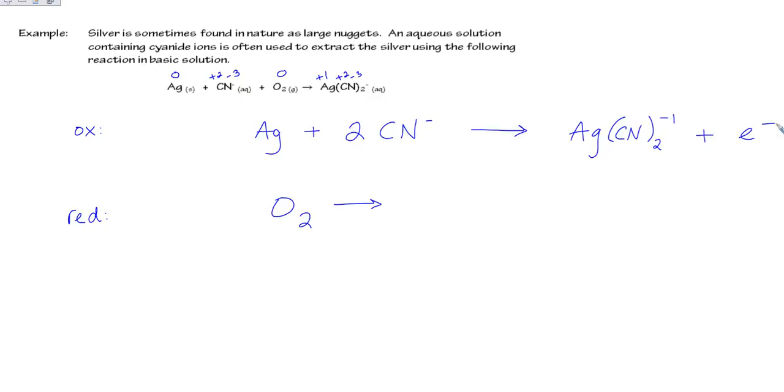Okay, so now to this goofy reduction half reaction. We've got oxygen, and to balance oxygen, we'd add water. So we'll add 2 waters. This is in an aqueous solution. We've got particles in solution, so there is water present. So we balance the oxygen by adding water. We balance the hydrogen by adding hydrogen ions. Now, I get it. This is a basic solution.